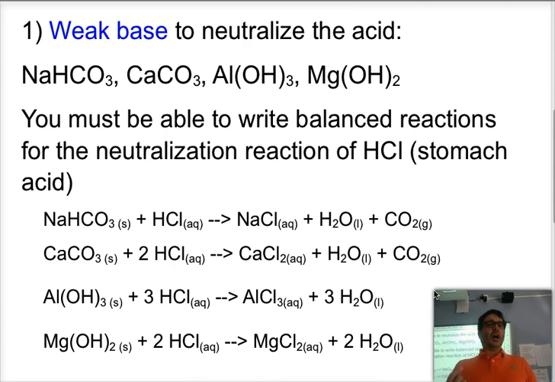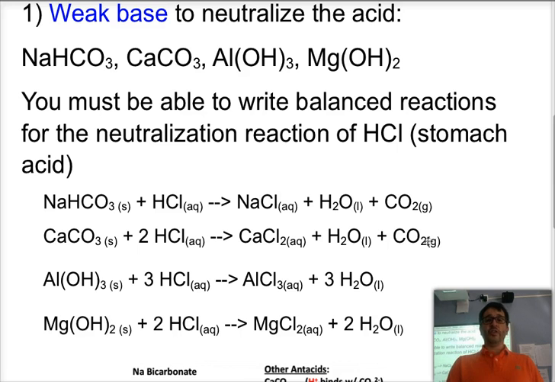You may wonder, why are metal hydroxides considered weak bases? The reason is because they are mostly insoluble, so they cannot release the OH until they react directly with an acid. And so very little OH is going to be in solution, so it will not react with your esophagus. But once it's in the stomach, it will react with the stomach acid, mostly composed of hydrochloric acid, to give you the neutralization products.